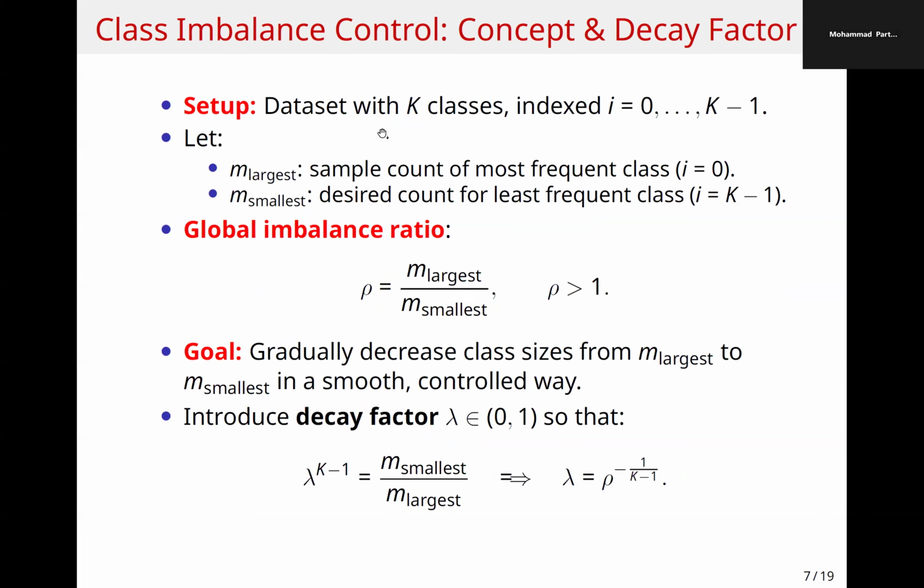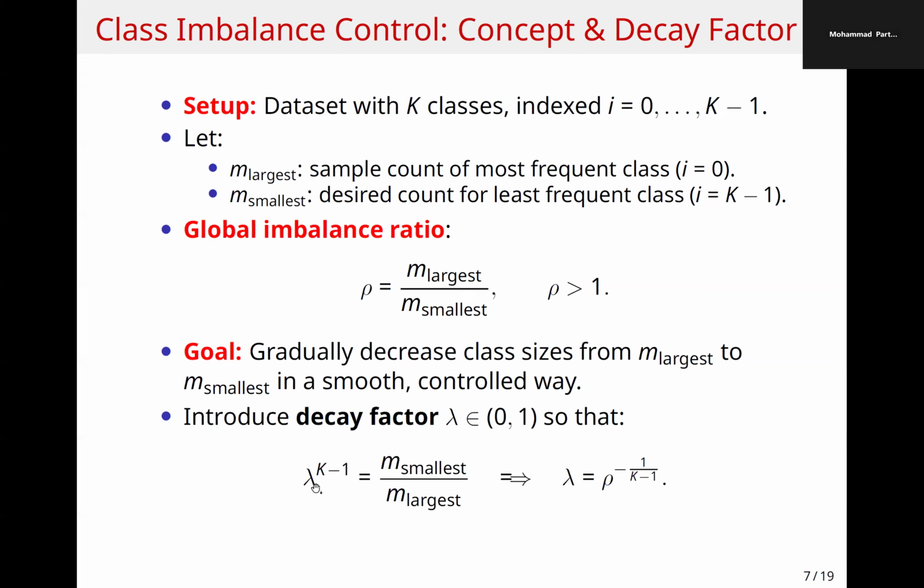So what is the idea? Suppose we have a data set with k classes, in which m largest is the sample count of the most frequent class, and m smallest is the desired count for the least frequent class. We define a new imbalance ratio as m rho equal to m largest over m smallest. The goal is to gradually decrease class sizes from m largest to m smallest. Now we introduce a decay factor lambda, which is between 0 and 1, as follows.